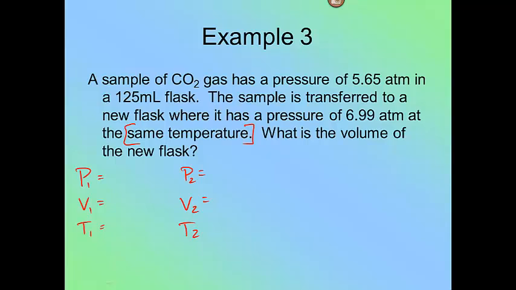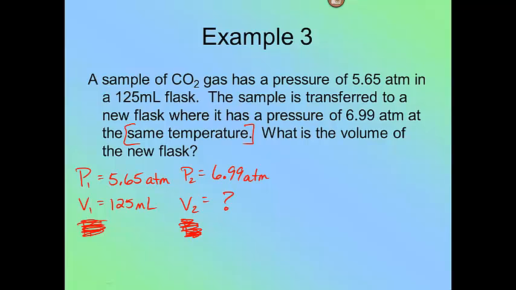So it tells me my pressure is 5.65. My volume is 125 milliliters. It tells me that the pressure is going to go up to 6.99. And it's going to be at the same temperature, which means temperature doesn't change. If temperature doesn't change, we're just going to cross it out. And it says, what is the new volume? So that's what I'm solving for.